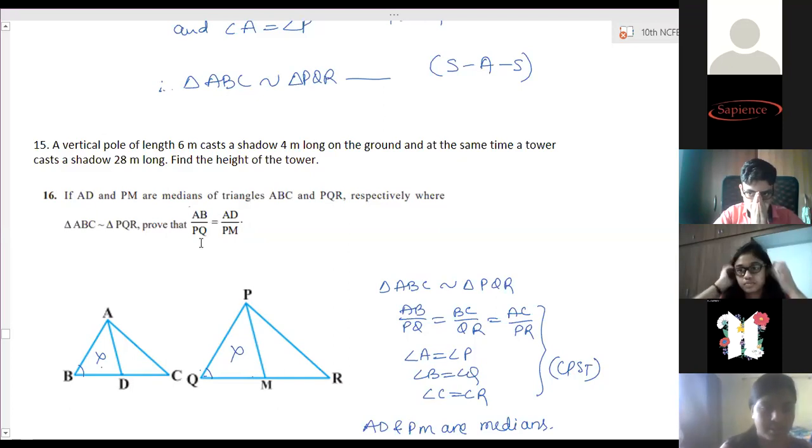Now, you have to prove the same thing again: AB by PQ is equal to AD by PM. Then you know that if two triangles are similar, their area ratio is equal to AB by PQ whole square, according to the area theorem. Now replace AB by PQ with AD by PM. Clear? Yes, ma'am. So first you have to show AB by PQ is equal to AD by PM and then use the area ratio.